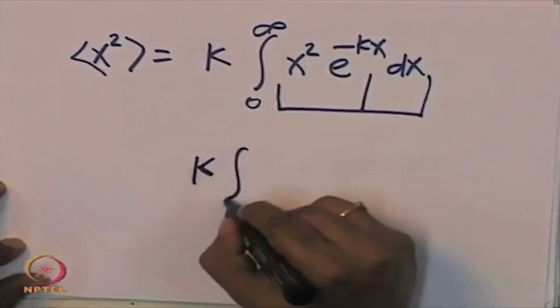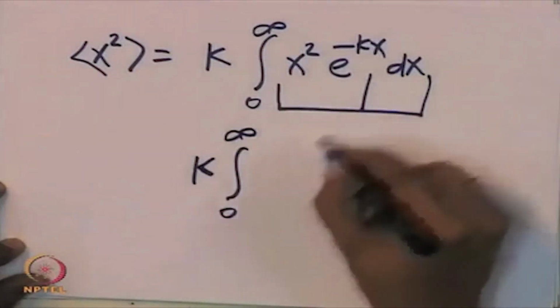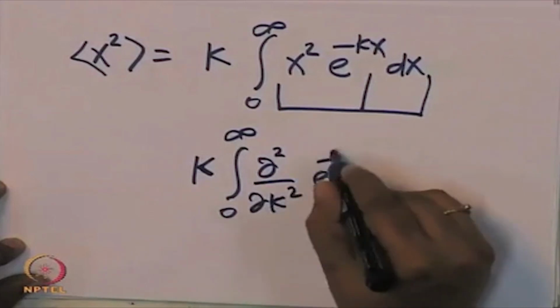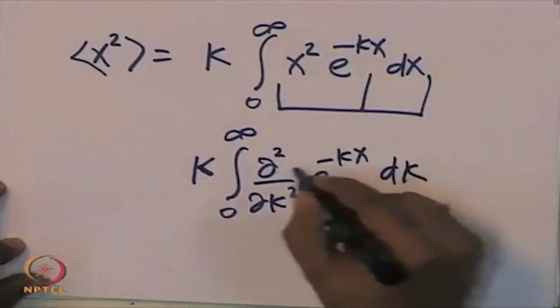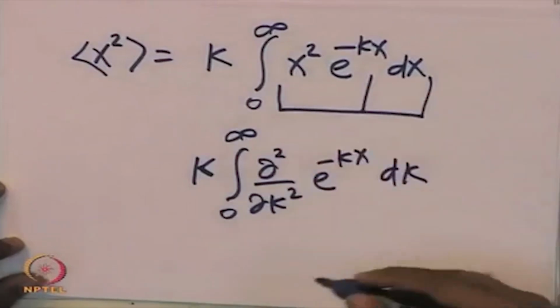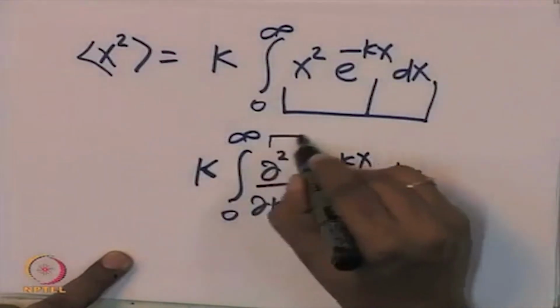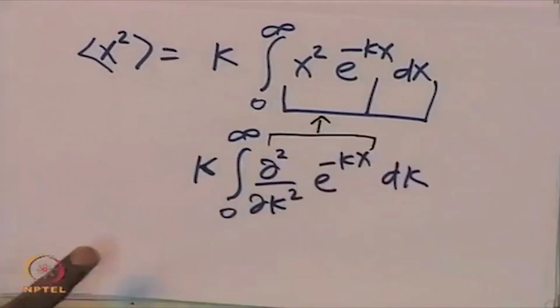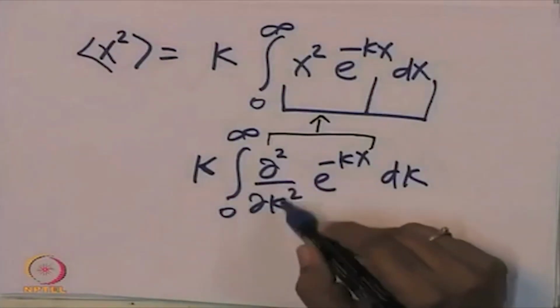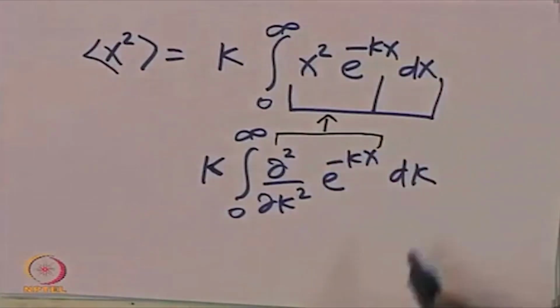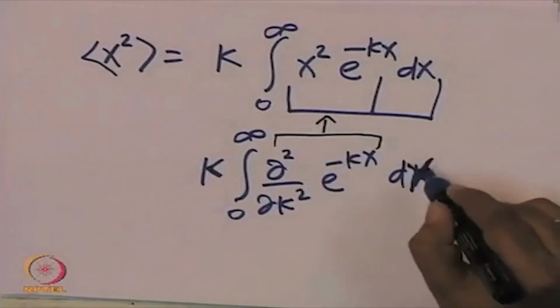So, this is k, integral 0 to infinity, of del square by del k square of e power minus k x dx. If you do this and just look, it is exactly this. Just like we did before, you can convince yourself that del square by del k square of e power minus k x is x square e power minus k x, and there is a dx.